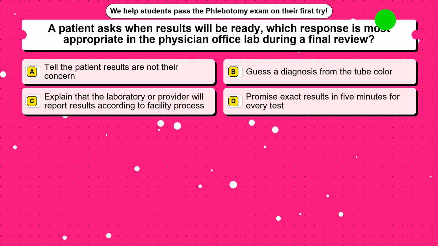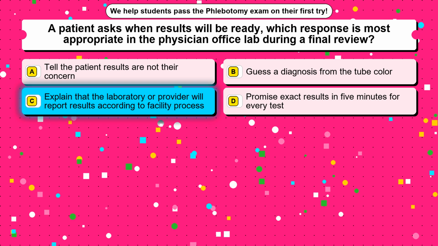Question 89. A patient asks when results will be ready. Which response is most appropriate in the physician office lab during a final review? Option A. Tell the patient results are not their concern. Option B. Guess a diagnosis from the tube color. Option C. Explain that the laboratory or provider will report results according to facility process. Option D. Promise exact results in 5 minutes for every test.